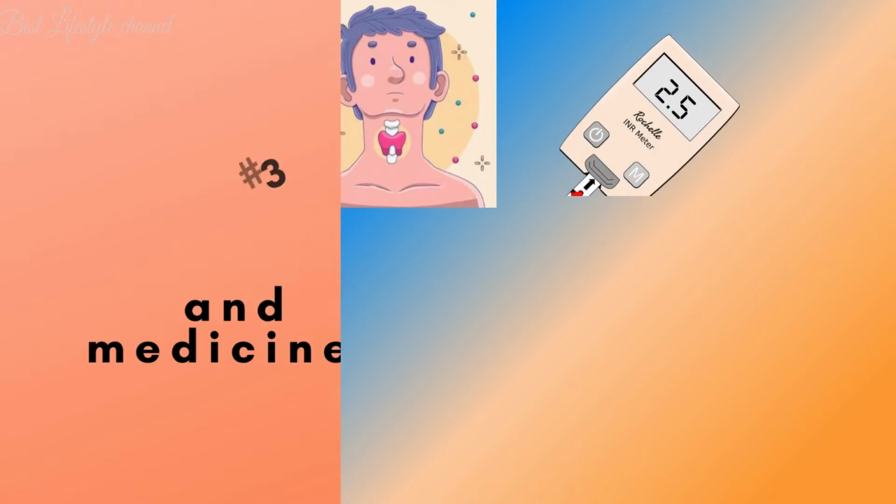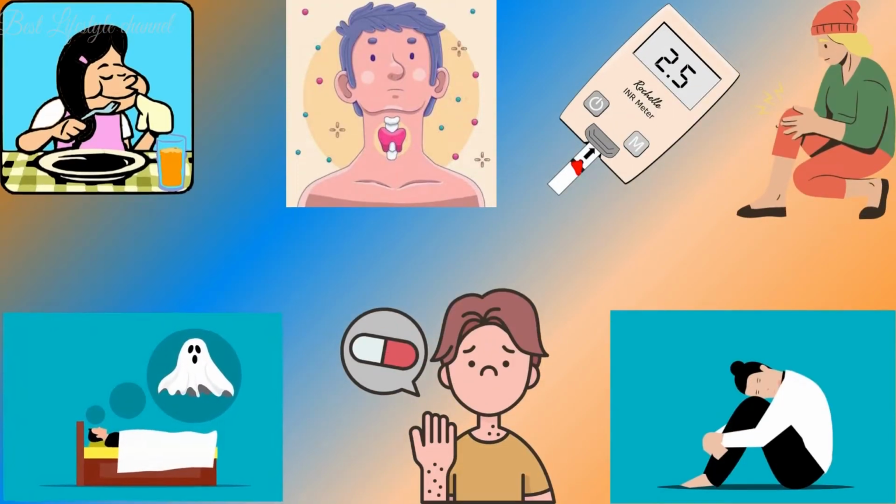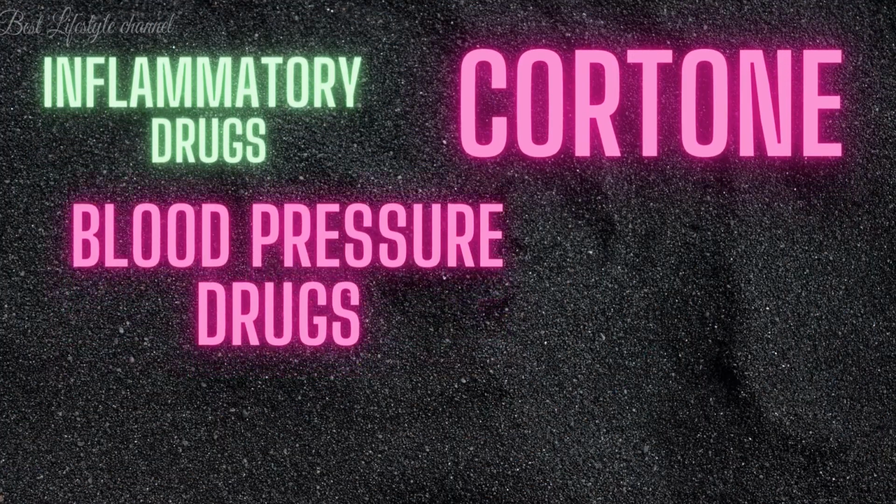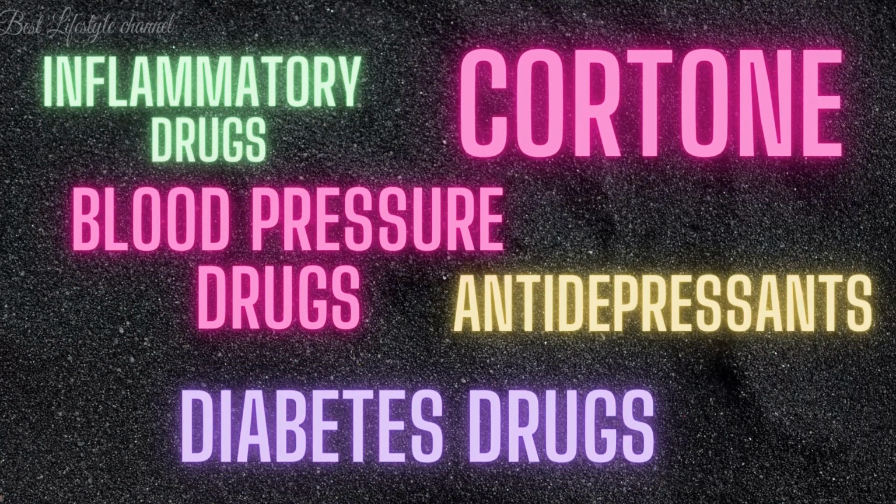Number 3, diseases and medicines. Some diseases such as hypothyroidism and rare Cushing's disease, which is caused by excessive activity of the cortical part of the adrenal gland and causes fat accumulation in the face, neck, and waist. Polycystic ovaries, menopause, arthritis, chronic pain, and sleep disorders can lead to weight gain by reducing metabolism, reducing physical activity, and increasing appetite. In addition, drugs such as cortisone or steroidal anti-inflammatory drugs, antidepressants, diabetes drugs, and high blood pressure drugs can also lead to obesity in the body.